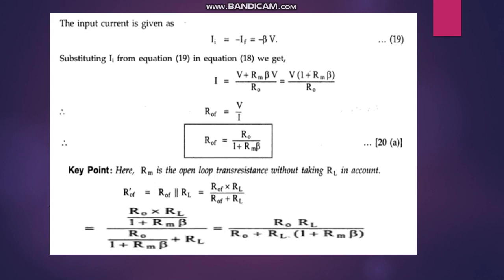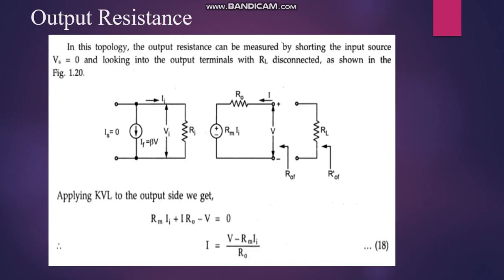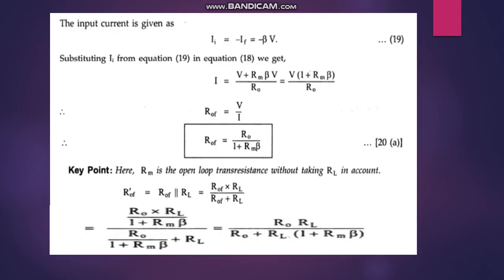So small Rm, we know, is the open loop trans resistance without taking the load resistance into account, without feedback. R naught F dash is R naught F in parallel with RL. So R naught F multiplied with RL divided by R naught F plus RL, that is the parallel combination. R naught F we already found, so we have to substitute here: R naught divided by 1 plus beta into Rm multiplied with RL in the numerator. In the denominator also we have to substitute that R naught F value.